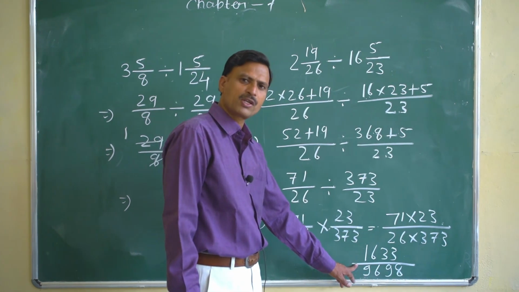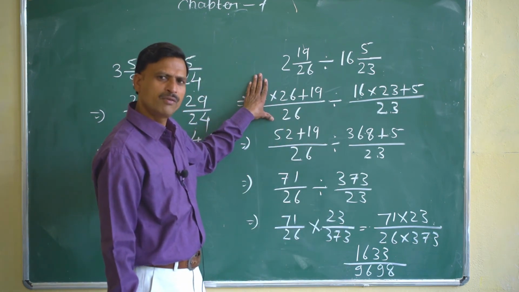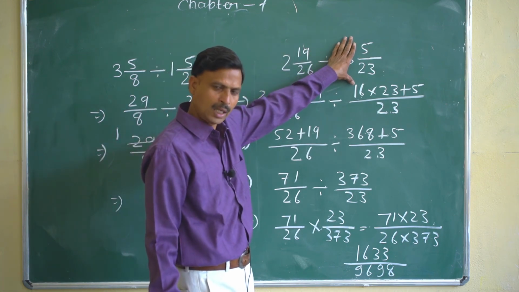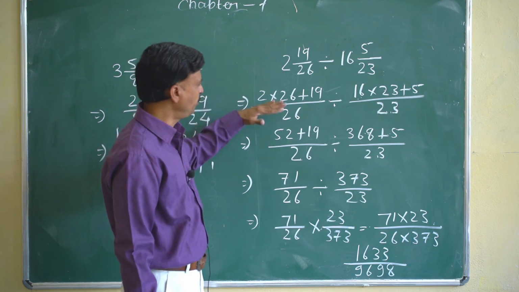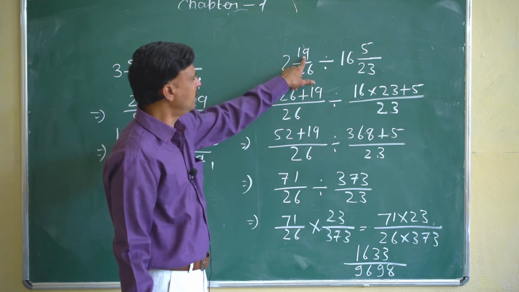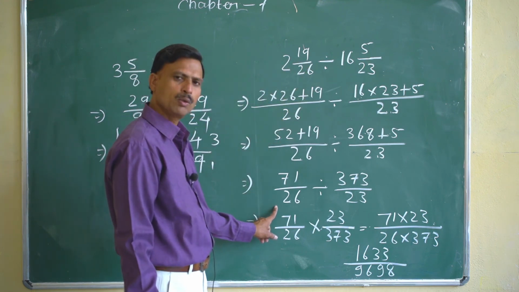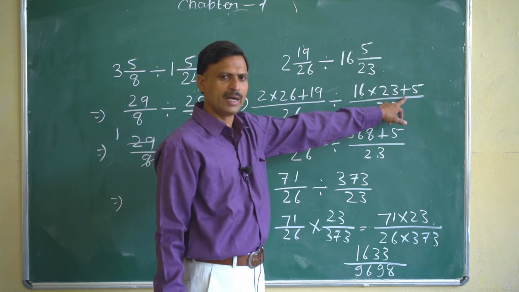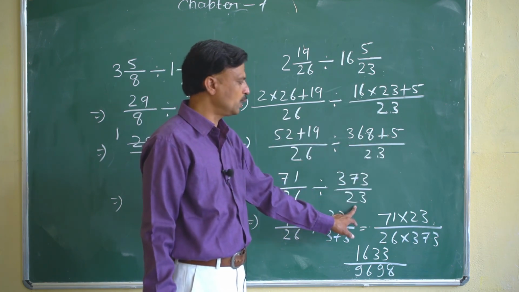Now this is a proper fraction, so it cannot be converted into a mixed fraction. So what have we done? Got it? First, this is a mixed fraction divided by a mixed fraction. So we are converting the mixed fractions first into improper. As you know, 26 will multiply with 2 and we add 19, so it is coming 71 upon 26. And here 16 will multiply with 23 and 5 will be added, so we are getting 368 plus 5, that is 373 upon 23.